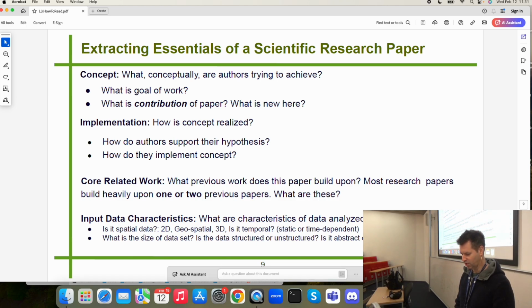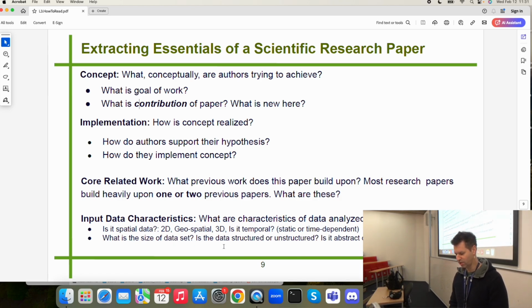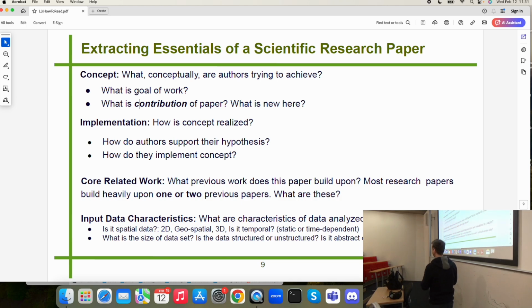Is it spatial data? Is it 2 dimensions? Is it geospatial? Is it 3 dimensions? Is it temporal? Is it time dependent or static? What is the size of the data? Is it structured or unstructured? Is it abstract or scalar? Is it multivariate data? So we make notes of the input data. What is the input data that we're processing as part of the implementation?